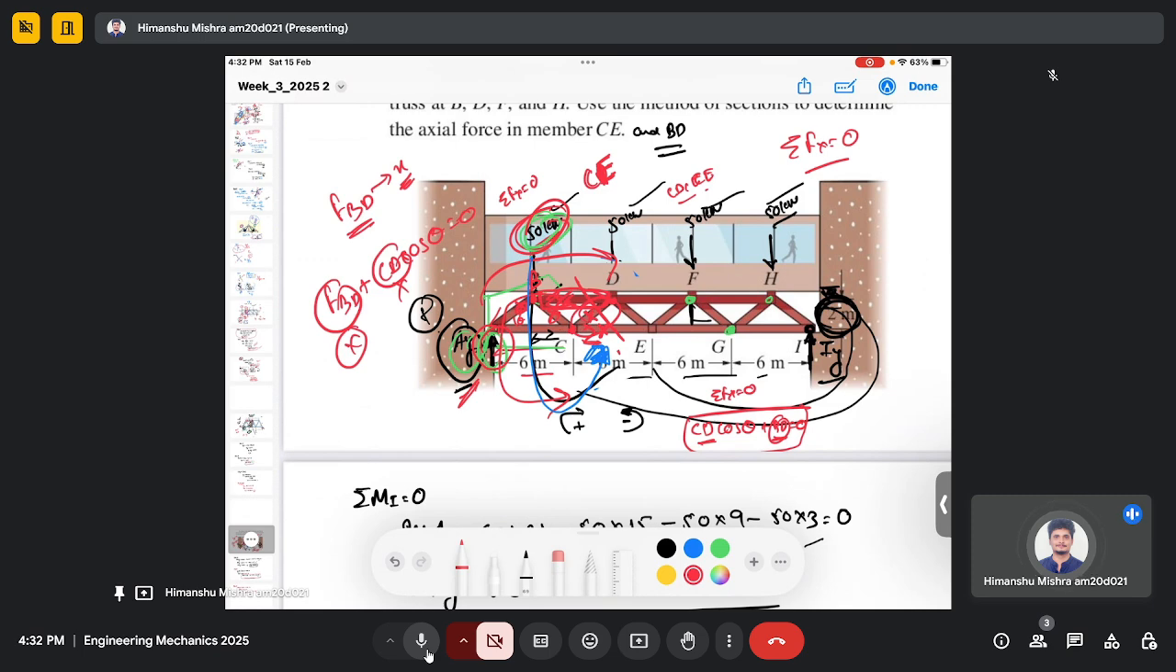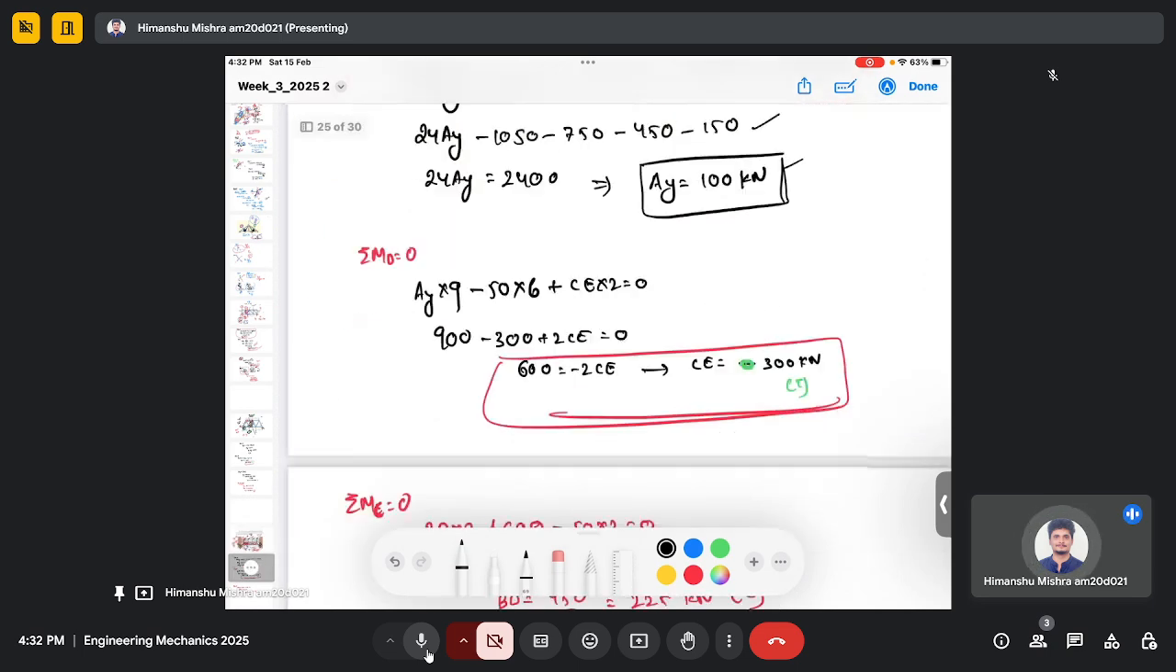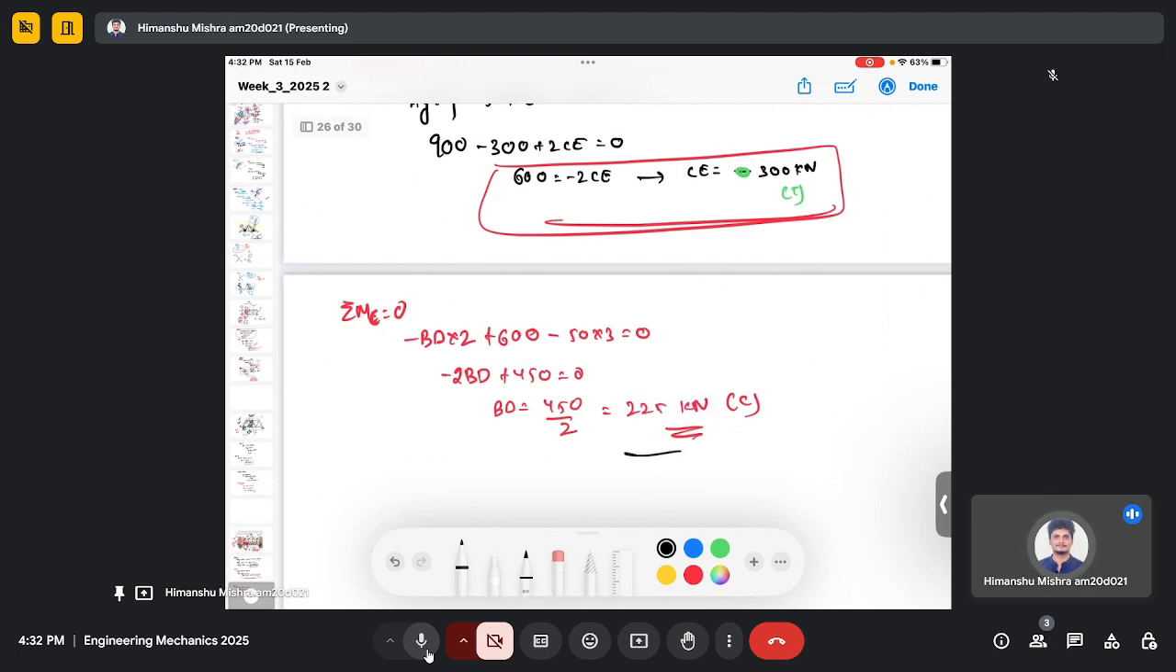So we choose point C and take the moment, so we can remove the contribution of the forces from CE and CD in the moment, but we will have the contribution from the force BD in the moment about C. So we did that, and we were able to find BD as 225 kilonewton.